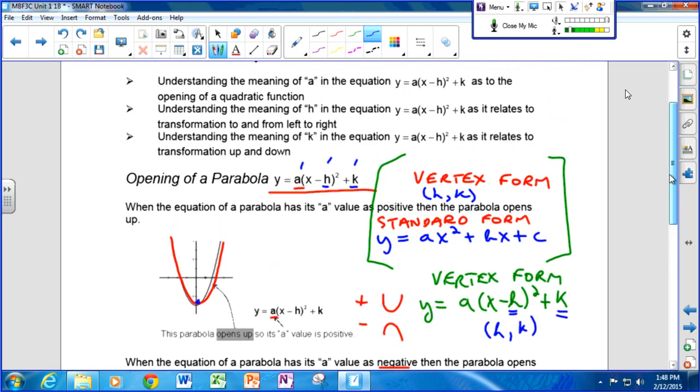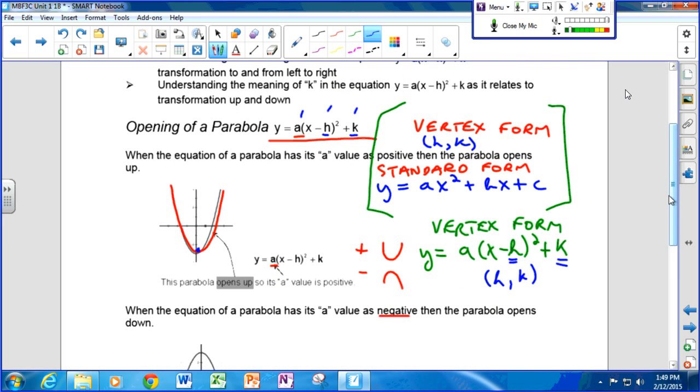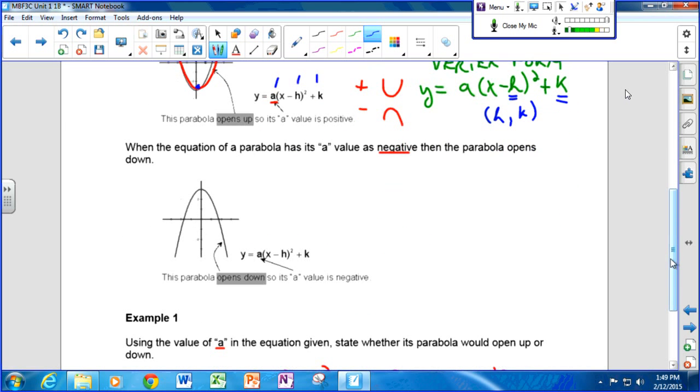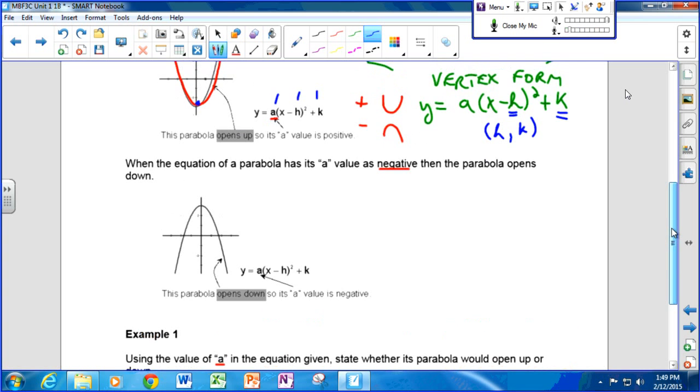When we started way back 2 weeks ago, we started looking at the vertex form, and we looked at what the effect of the a, the h, and the k were. And we found out that the a determines whether the parabola opens up or down. If a is positive, it opens up, and if a is negative, it opens down. And that's really about all a does. It also determines the width of the parabola a little bit, but we don't spend a lot of time looking at that.